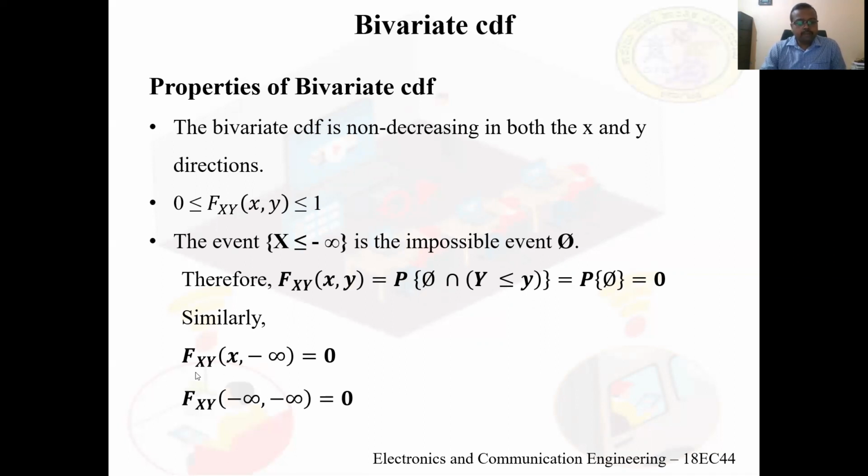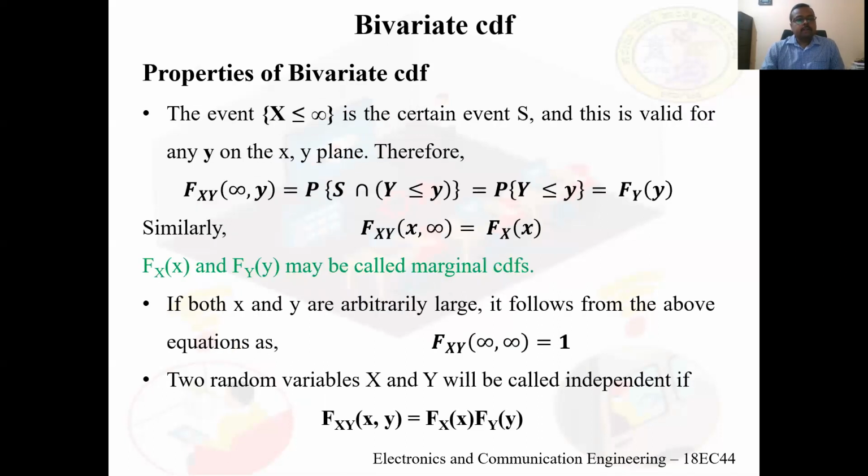Similarly, how do you write this one? F_XY(x, minus infinity). Again, here minus infinity means Y less than or equal to minus infinity, which means Y taking values less than minus infinity. Again, that is an impossible event, so this is equal to 0. Similarly, when both X and Y take values less than minus infinity, again that is an impossible event, so F_XY(minus infinity, minus infinity) is also equal to 0.